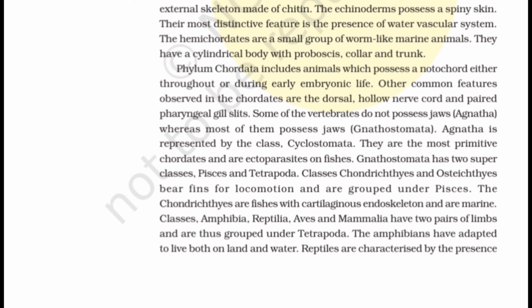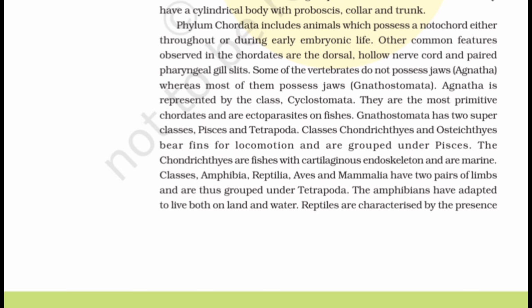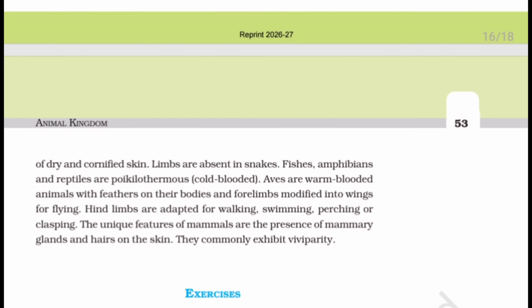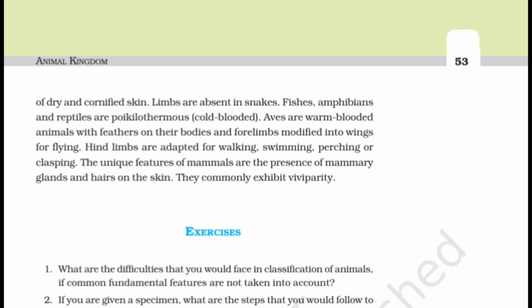The Chondrichthyes are fishes with cartilaginous endoskeleton and are marine. Classes Amphibia, Reptilia, Aves and Mammalia have two pairs of limbs and are thus grouped under Tetrapoda. The amphibians have adapted to live both on the land and water. The reptiles are characterized by the presence of dry and cornified skin. Limbs are absent in snakes.